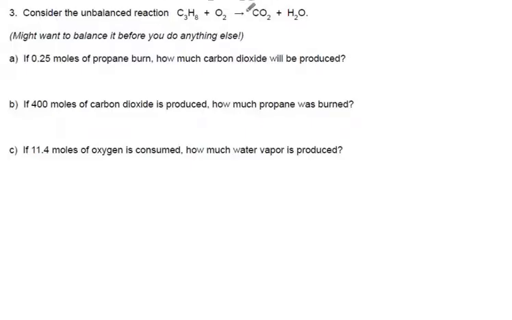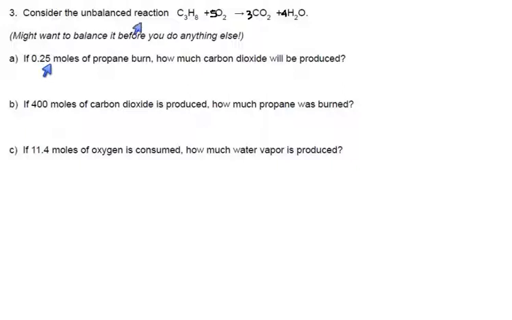3 carbon, need a 3 there. 8 hydrogen, need a 4 there. That's 3 times 2 is 6 oxygen, plus another 4 oxygen, total of 10 oxygen. We need 10 oxygen on the left, and 5 times 2 will make 10. Now we're balanced and we can go on.